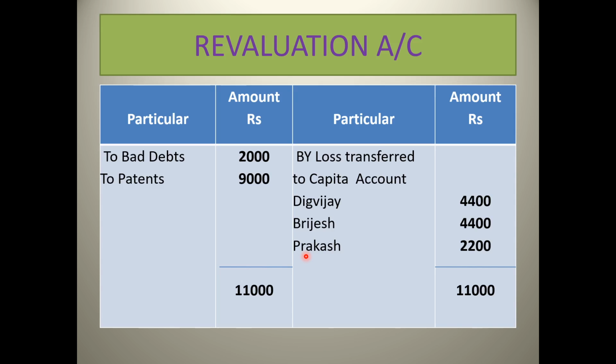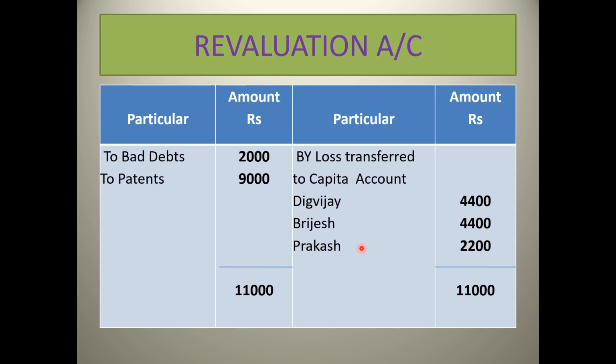Revaluation account. This is the solution here. Only two adjustments are related to revaluation. Number one, bad debt, or you can also write debtors, 2,000: revaluation account debit to bad debt or to debtors. Again, revaluation account debit to patent, as the patent value decreases. It was 9,000, so the total debit side is 11,000. The debit side is heavier than the credit side. Ultimately a loss arises, and that loss will be distributed among the three partners, including the retiring partner, under the old ratio.